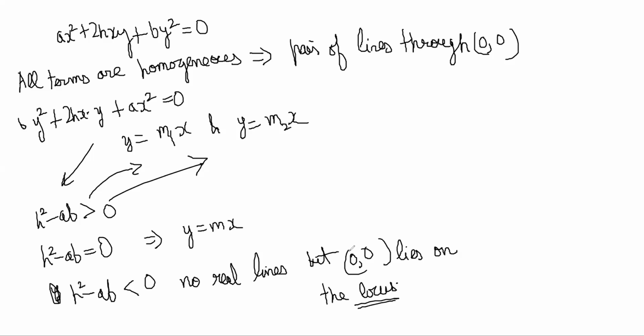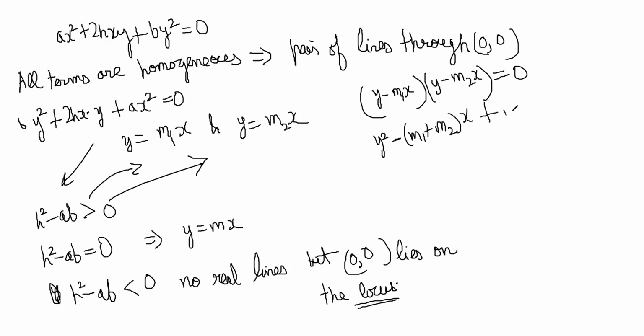Okay. So now let's think of the opposite thing. Let's start from here, y minus m1x, y minus m2x, and multiply these, okay? So what do you get? See, y square minus y square m1 plus m2x plus m1 m2x square, right, is equal to 0. So now we started from this point and we got this equation, right? Now we can compare that with the original, no?